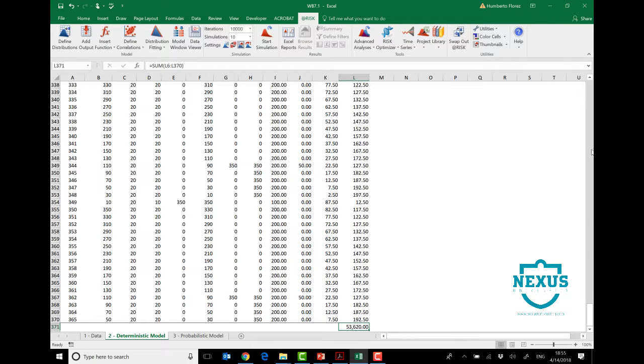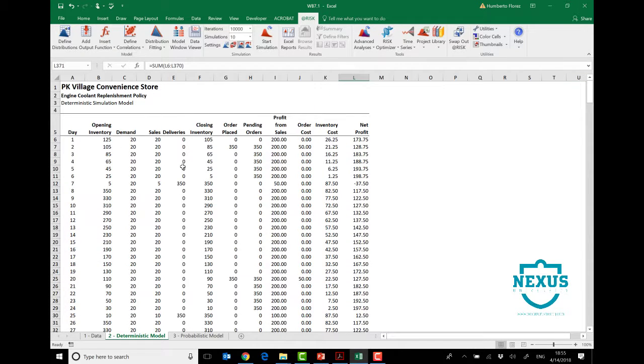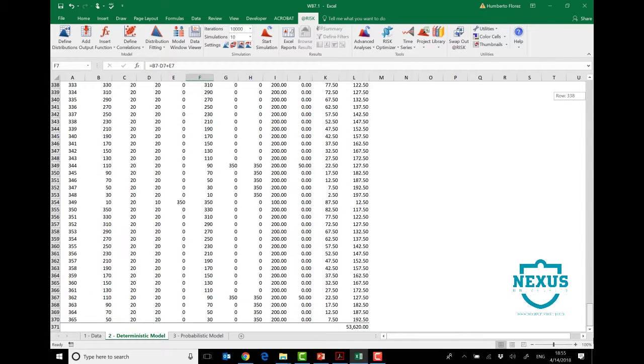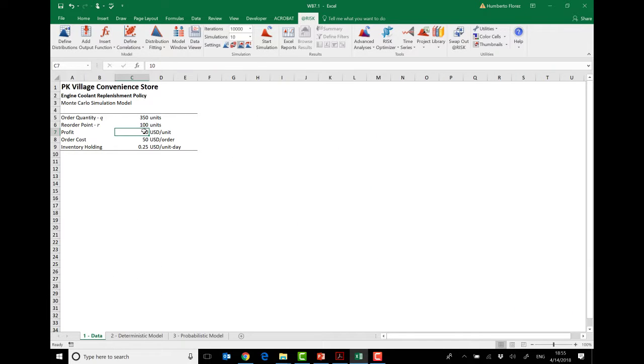We go back to the deterministic model, all the values are adjusted. So now we see that the orders are 350, and we only place the order once we reach a certain level of inventory. So we reach, here it's below 100. When we look at the bottom line, we see that our profit increased slightly to $53,620. And we can test other alternatives. I'm going to go back to the 250 and 75 as we started this.